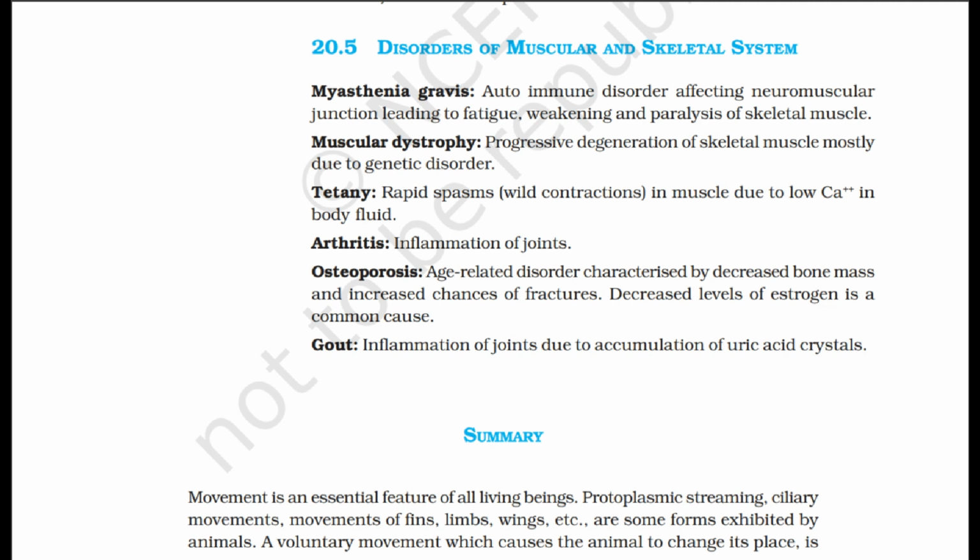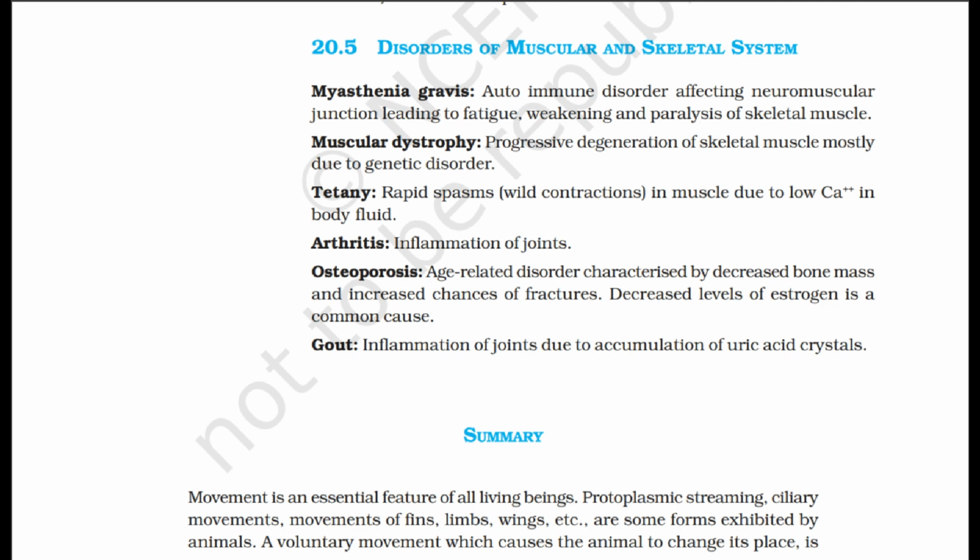Disorders of muscular and skeletal system. Myasthenia gravis: autoimmune disorder affecting neuromuscular junction leading to fatigue, weakening and paralysis of skeletal muscle. Muscular dystrophy: progressive degeneration of skeletal muscle mostly due to genetic disorder. Tetany: rapid spasms, wild contractions, in muscle due to low calcium ion in body fluid. Arthritis: inflammation of joints.